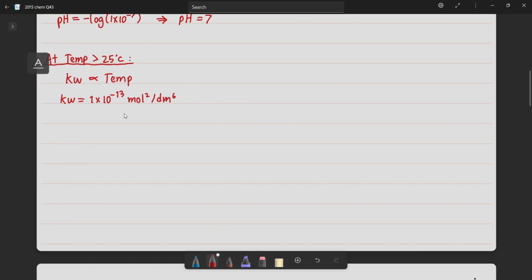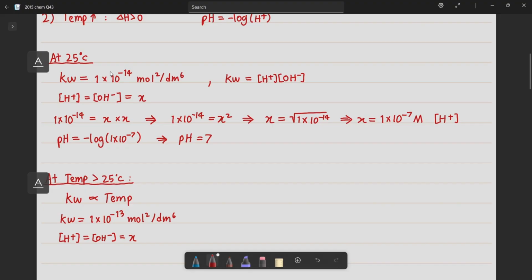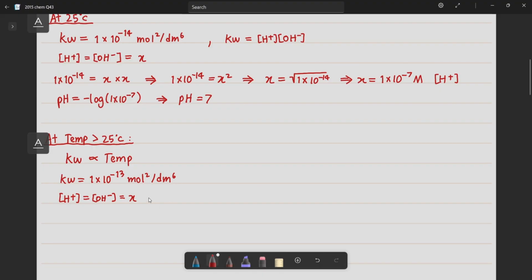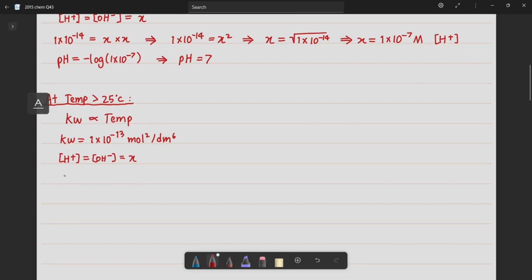Okay, so as in pure water, we know that H plus and OH minus concentrations are equal, because they are produced in equal moles. And we know the general expression for Kw is equal to H plus multiplied by OH minus. We set the value of the concentration of these ions as x, so we are going to simply implement that into the expression.